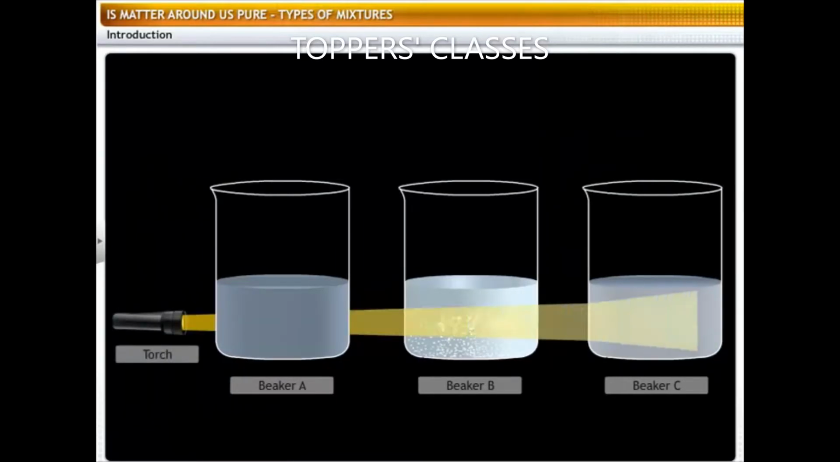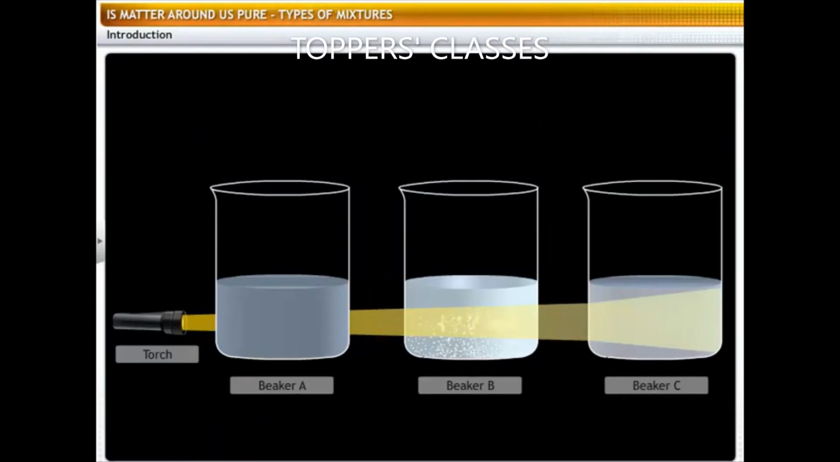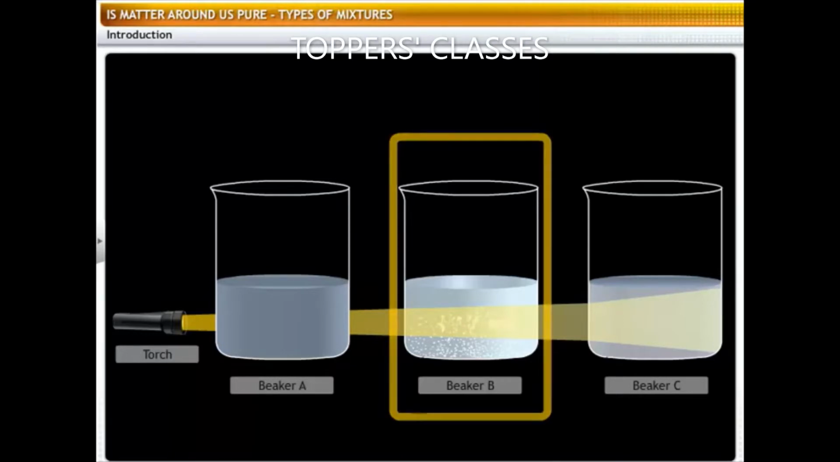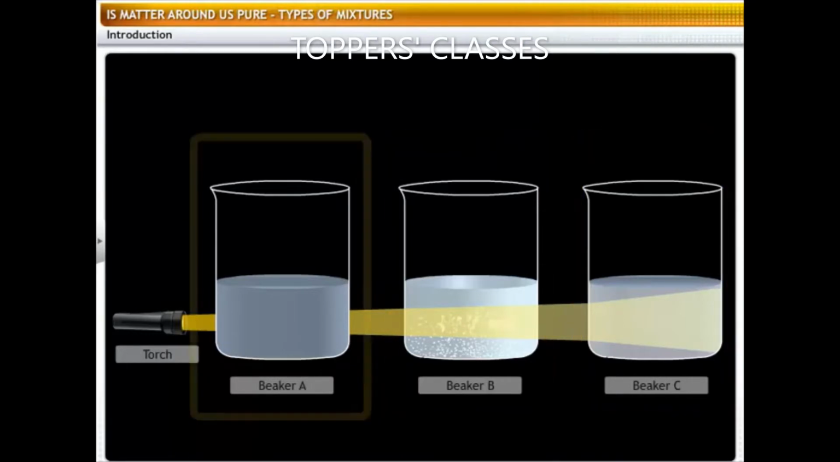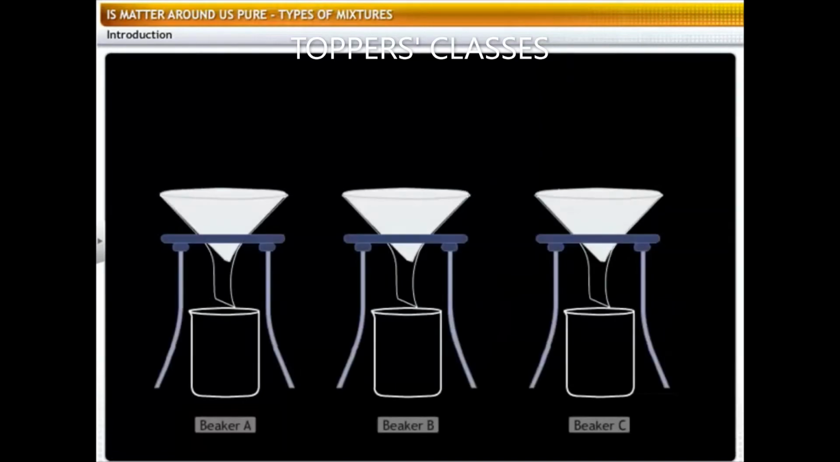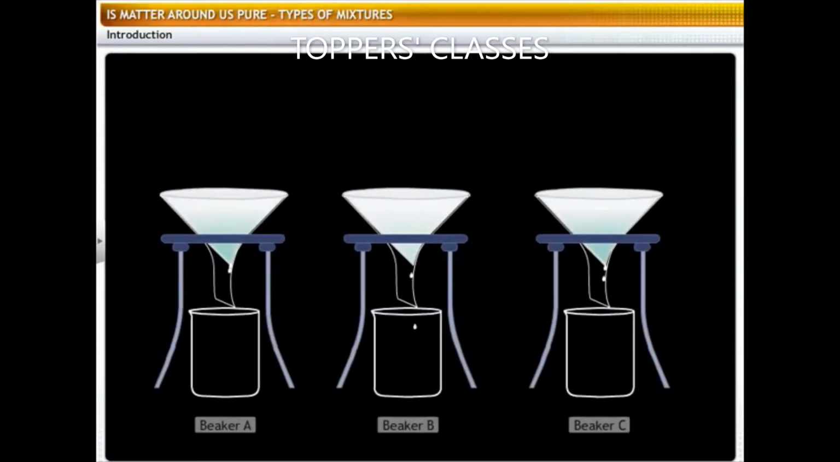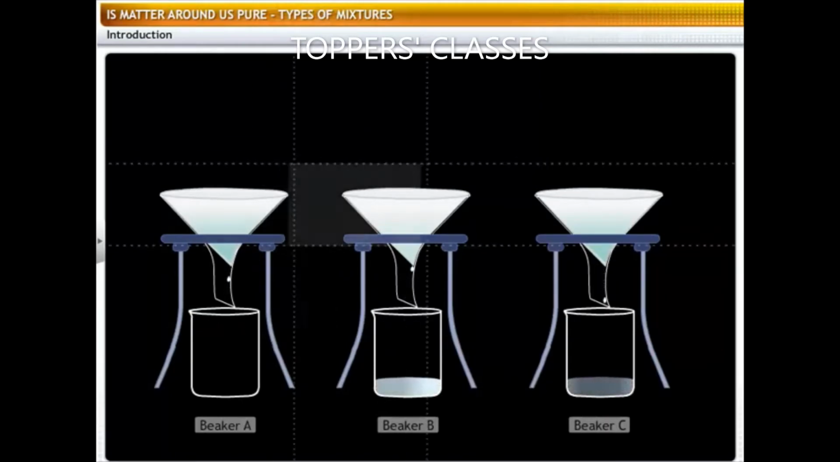Direct a beam of light from a torch through the beakers A, B and C and observe each beaker from the front. The path of light is visible in case of B and C, but not in A. Leave the mixtures undisturbed for some time. Now, filter each of the mixtures. You will find a residue on the filter paper for beaker B.